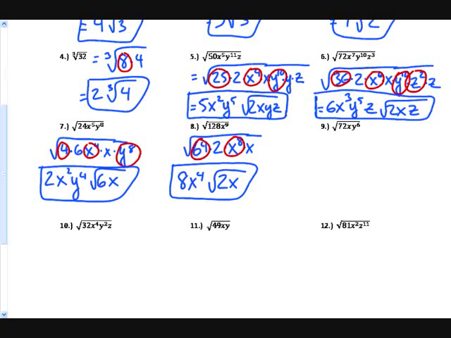For number 9, again, I break it into the perfect squares. This is going to be a 36 times 2. I can't do anything with just the x, so I'm going to leave it the way it is. And then y to the 6th is already a perfect square. Square root of 36 is a 6. The square root of y to the 6th is a y to the 3rd. And now underneath my radical, I still have a 2 and an x.